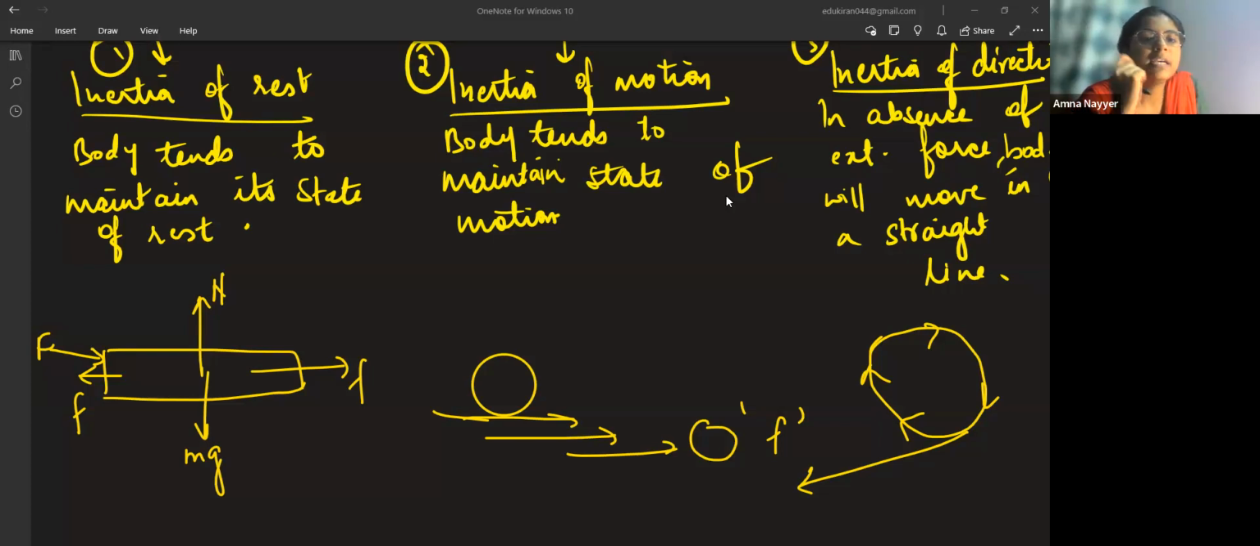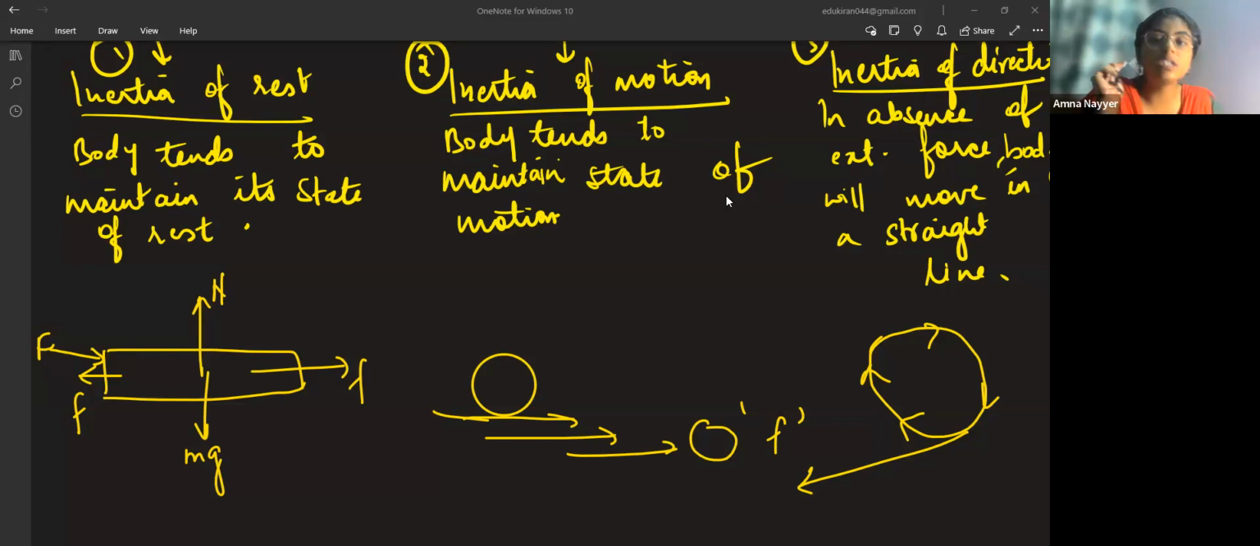But you see the ball has turned its path. Then it is possibly because of the viscous force of air that pushed the ball in an opposite direction, because of which it turned its path. So in the absence of external force, the body will move in a straight line. This is what is inertia of direction. The body will continue to maintain its state of motion. And for disturbing all these states of rest, motion, direction, external force is needed.